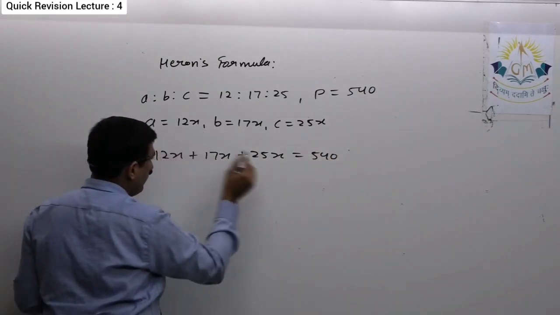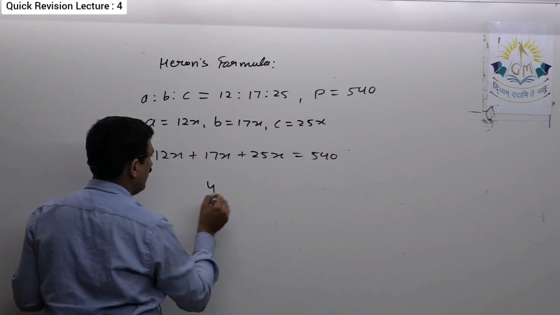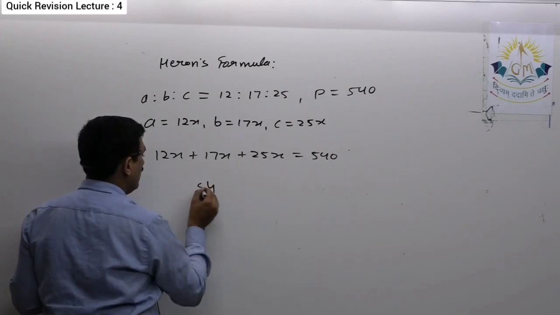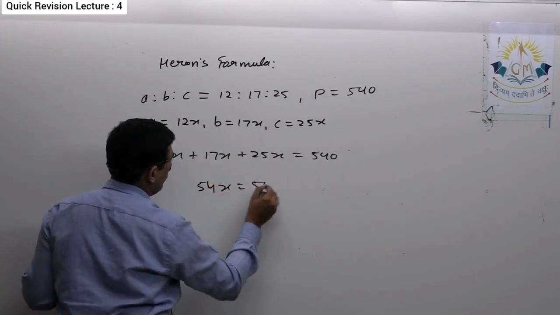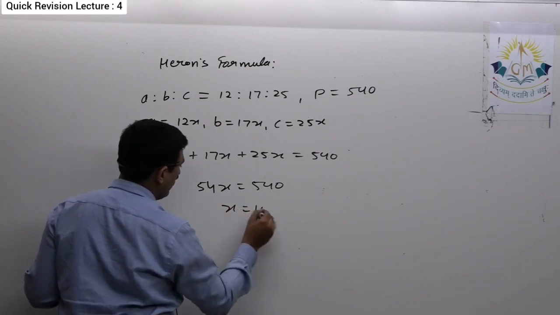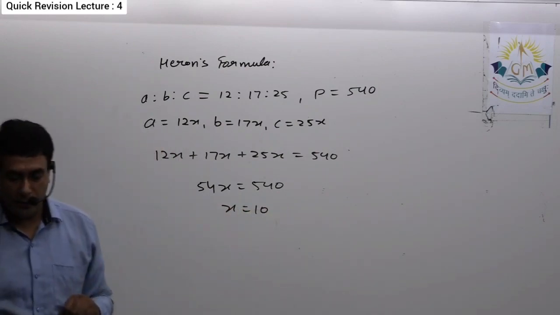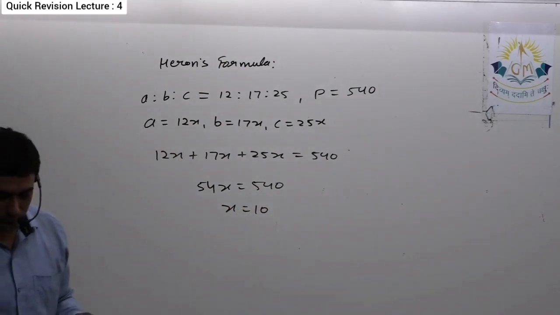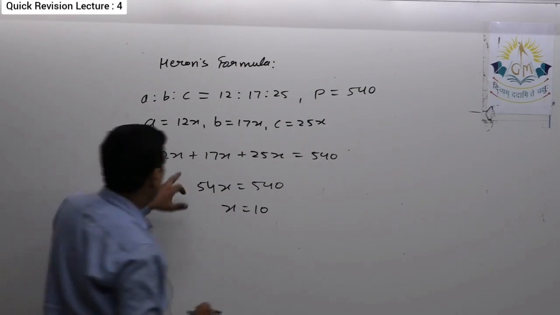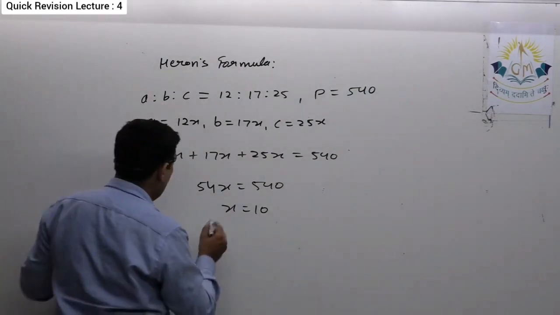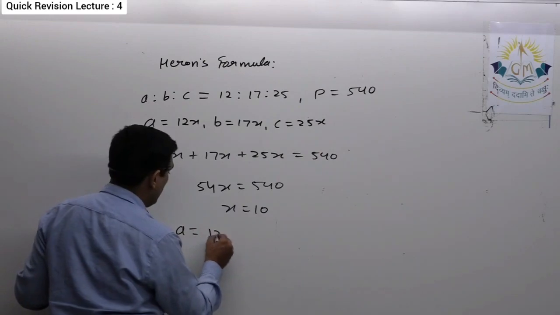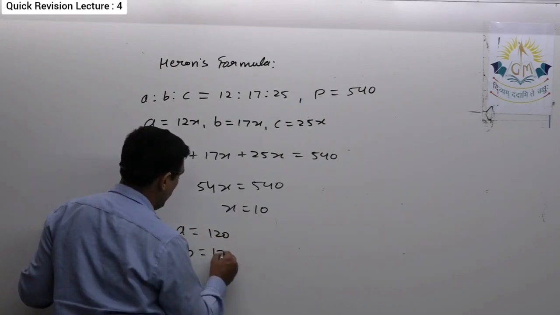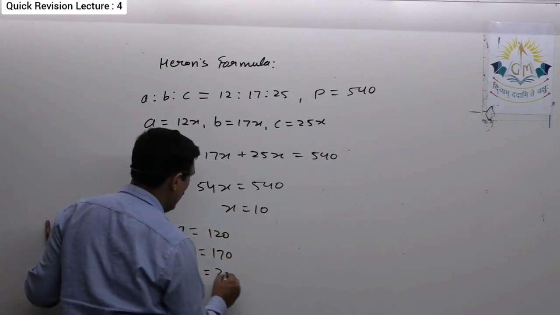So this gives you 54x is equal to 540, x is equal to 10. Now as soon as I got x equal to 10, I will be able to get the measure of A, B, C. So I can say A is equal to 120, B is equal to 170 and C is equal to 250.